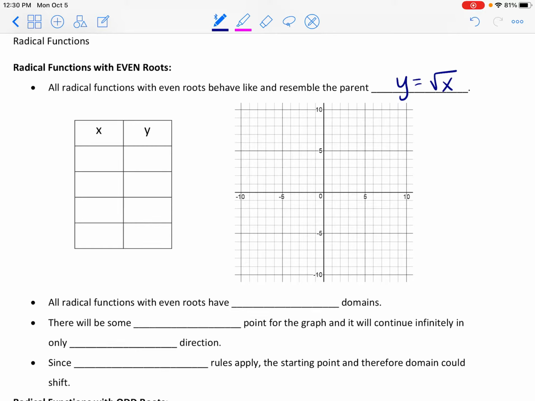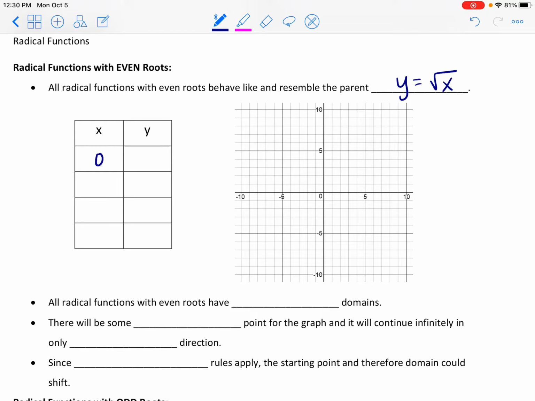I can't put whatever I want in there for x. In fact, there is a starting number. There is a smallest number that I could put in, and then anything after that's going to be fine. But what is the smallest number we could put in for x? Smallest number we can square root is going to be 0.